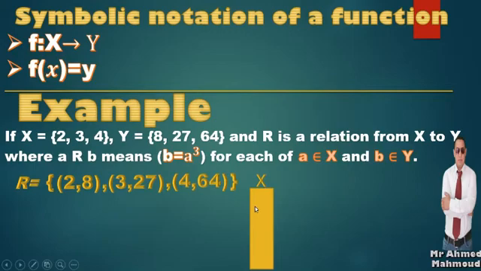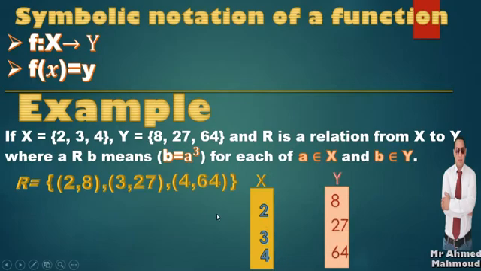Now to represent this one by ordered pairs like this: x and here y, x included 2, 3 and 4, y included 8, 27, and 64. And I'm going to connect 2 and 8, 3 and 27, 4 and 64. Now by looking at the rule b equal a power of 3, b here is the second coordinate, and a is the first coordinate.